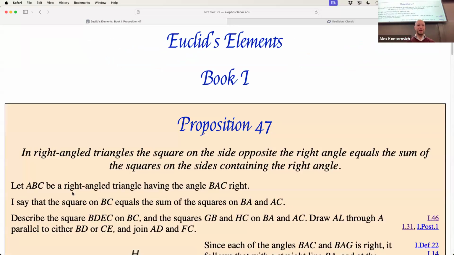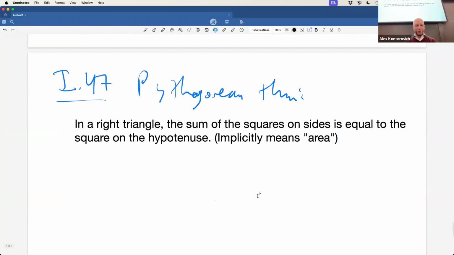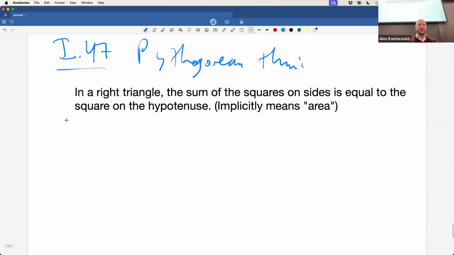Okay, so again, if you just read it, in a right angle triangle, the square on the side opposite the right angle equals, in area, the sum of the areas of the squares on the sides containing the right angle, that are adjacent to the right angle. Okay? This is the famous windmill proof. It's called the windmill proof by some people, because it looks a little like a windmill.